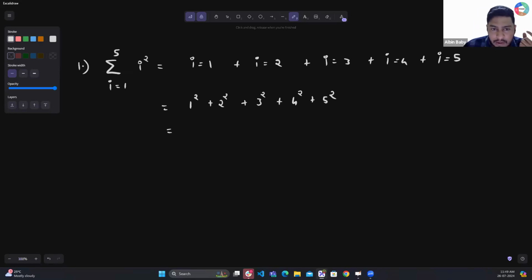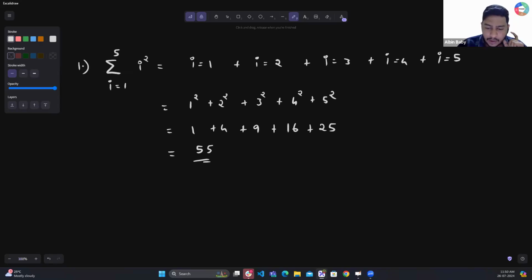If you do it, 1 square will be 1, 2 square will be 4, 3 square will be 9, 4 square will be 16, and 5 square will be 25. So if you add all of this, what will you get as answer? That is 5 plus 9, 14 plus 16. What is 14 plus 16, guys? 30. 30 plus 25, that is 55.